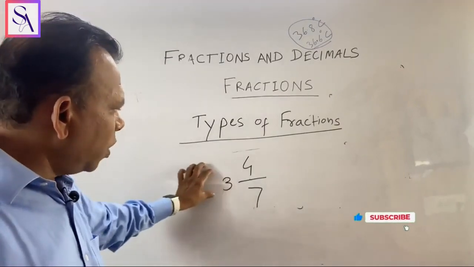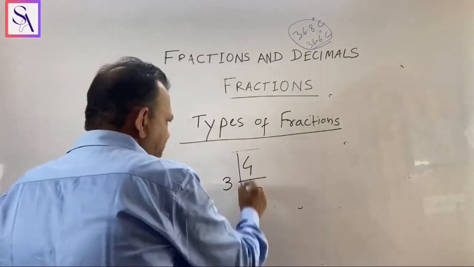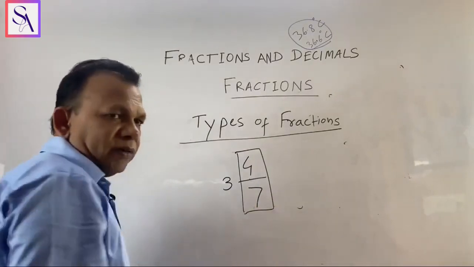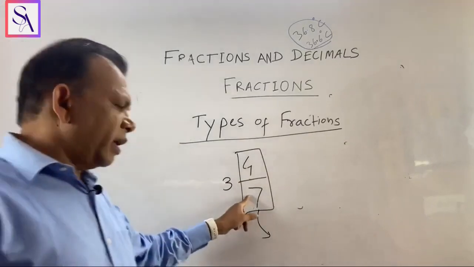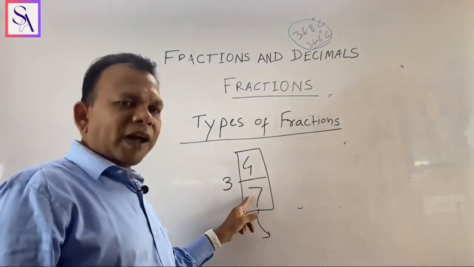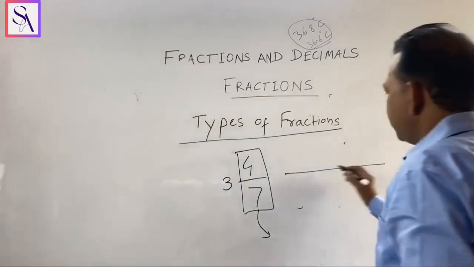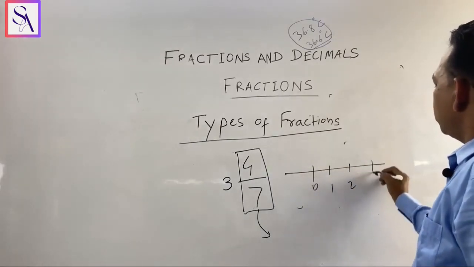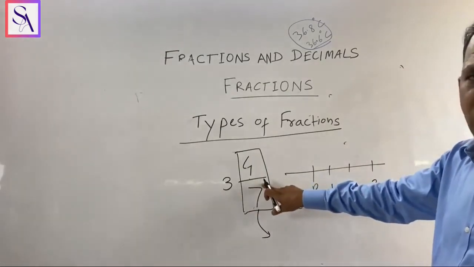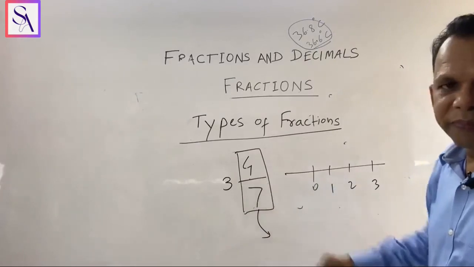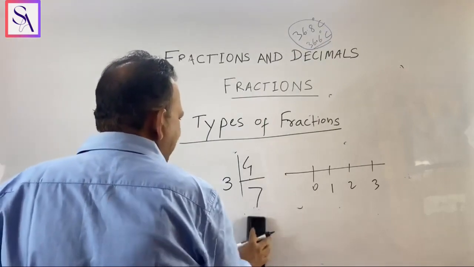Here some portion is whole, 3 is there, below 3 nothing is there, and 4 by 7 is there. So if you see, this is a part of a fraction, this is a fraction, 4 by 7. Which fraction is this? Denominator is greater than numerator, it is a proper fraction. Plus it has a whole number as well. 3 is a whole number, we have seen in a scale, right? 0, 1, 2, 3. 3 is a whole number. So whole number plus proper fraction. So both are together. So such type of fractions are called mixed fraction, because they are mixed with whole number.